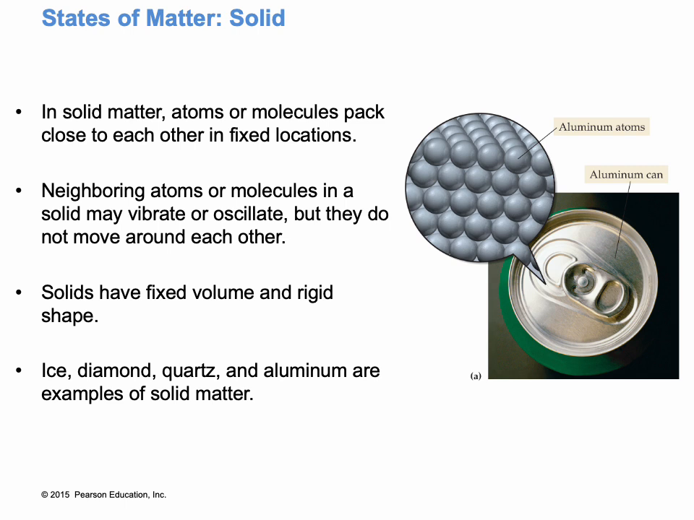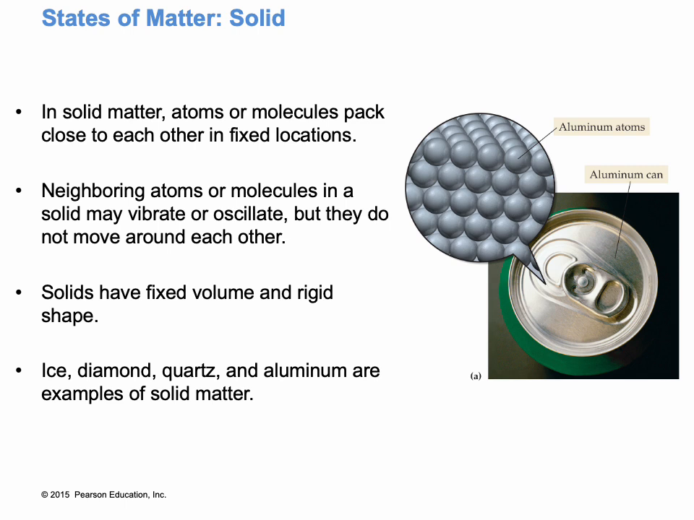So again, in a solid matter, atoms pack close to each other in fixed locations. That just means that they can't move. Neighboring atoms or molecules in a solid may vibrate or oscillate, but they do not move around each other. So even though they are essentially frozen in place, they still do wiggle around a little bit. They vibrate a little bit, and that's a function of temperature. When it's really cold, they don't vibrate much at all. As it warms up, they vibrate more and more and more.